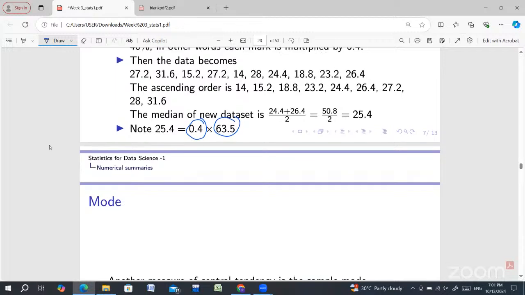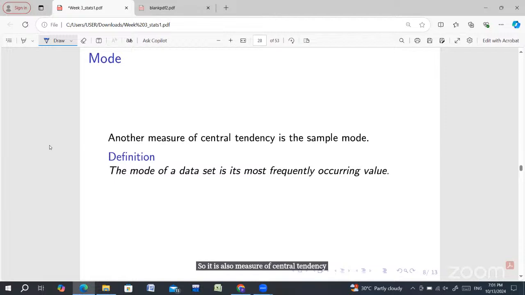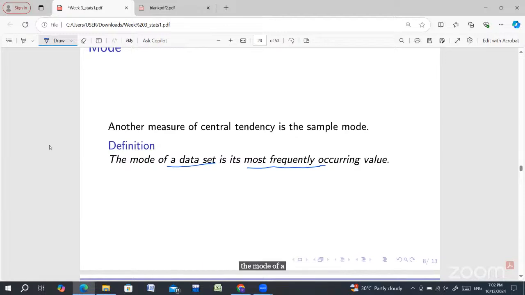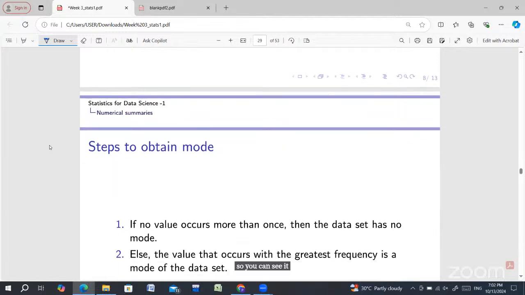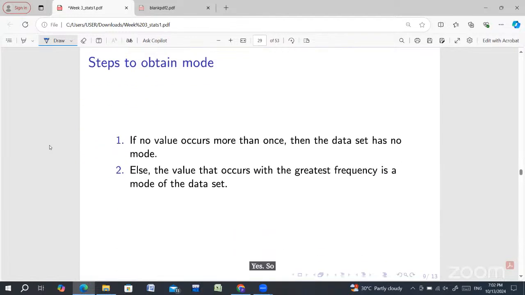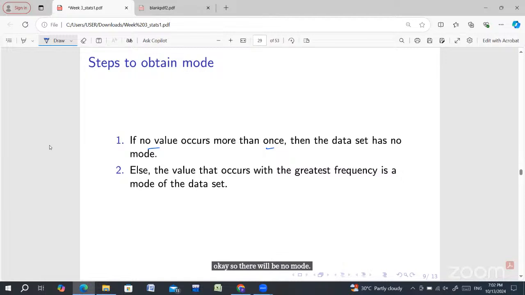Yeah. So the next thing is mode. It is also a measure of central tendency. Mode is that data point which has the highest frequency. The mode of a data set is its most frequently occurring value, or the data point which has the maximum frequency. The steps are given here: if no value occurs more than once, suppose every value is occurring only one time, then there will be no mode. Otherwise, the data point which has the maximum frequency will be your mode.